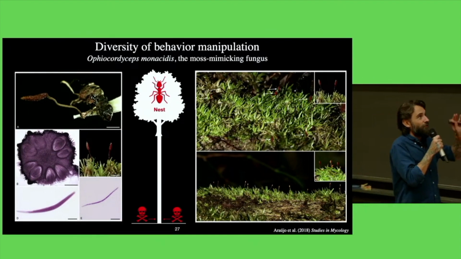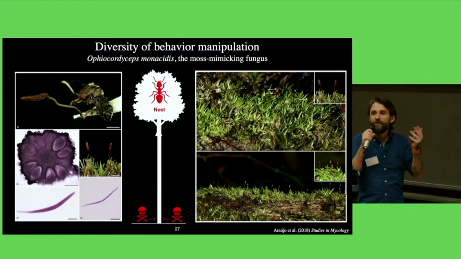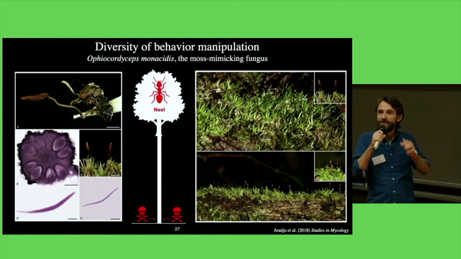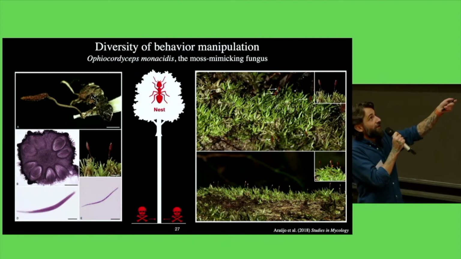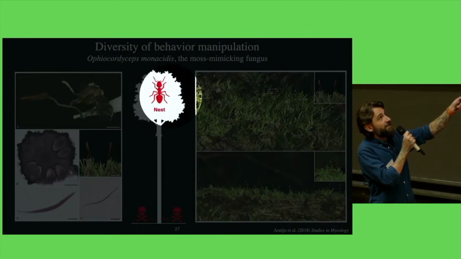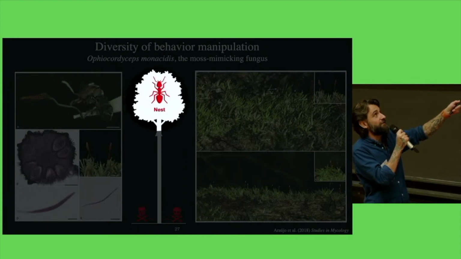And here is one of my favorite examples. This behavior manipulation is not uniform. They're not just infecting the ants on the ground and making them climb. There are some examples that are different. This is one of those. This ant, Camponotus bispinosus, is an Amazonian ant, and they nest in the canopy, not on the ground like the carpenter ants.